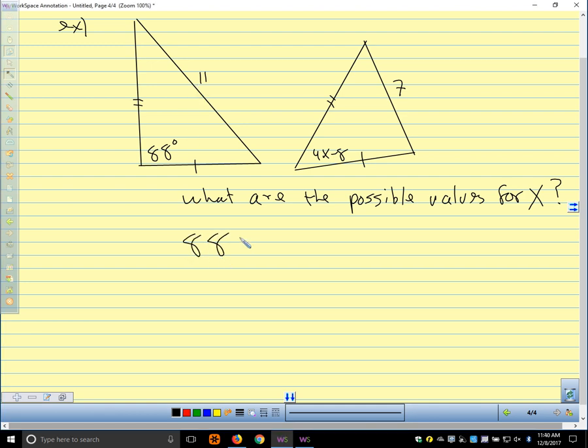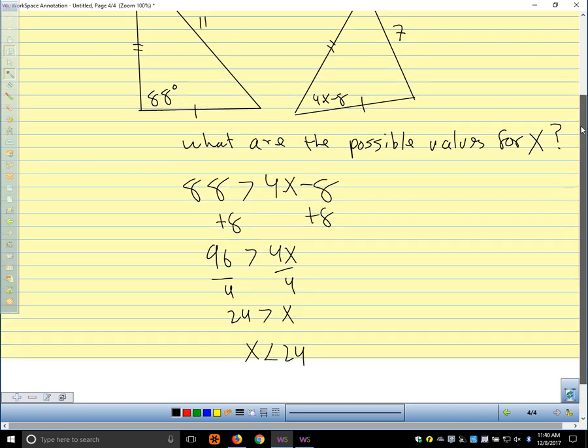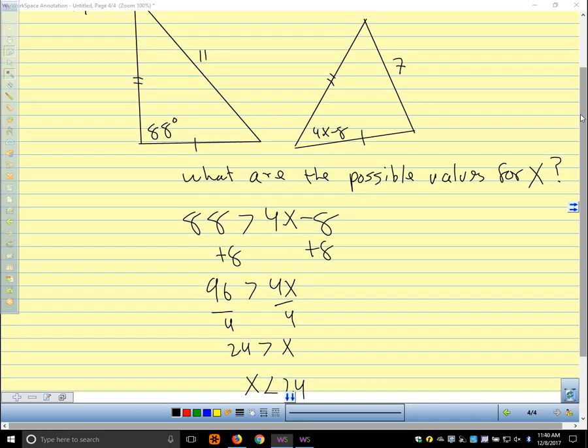So 88 has to be greater than 4x minus 8. That's going to give us one piece of the information that we need. So I add 8 to both sides. Get 96 is greater than 4x. Divide by 4. And I get that 24 is greater than x. I can turn this around. x is less than 24. So that's one piece. We know x has to be smaller than 24.